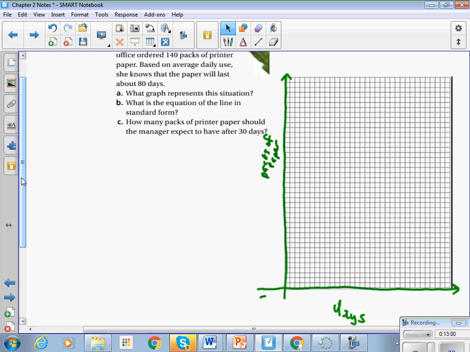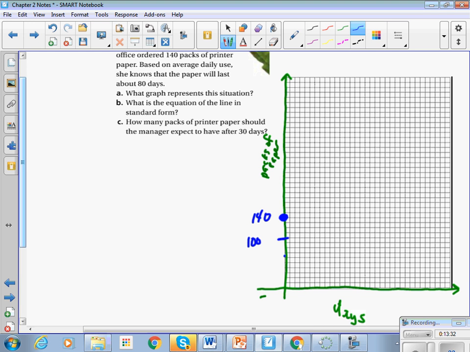How many packs of printer paper do we start with on day 0? 140. So I'm going to count by tens here: 10, 20, 30, 40, 50, 60, 70, 80, 90, 100, 10, 20, 30, 40. So at 140, that's how many packs of paper we start with.